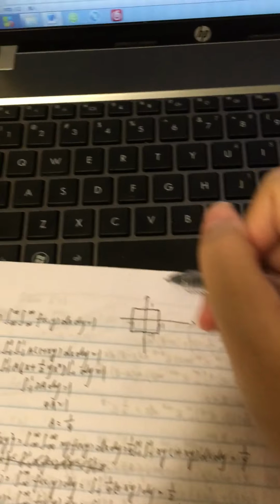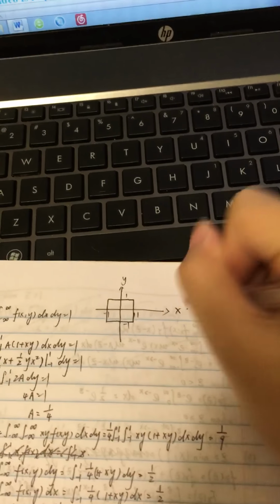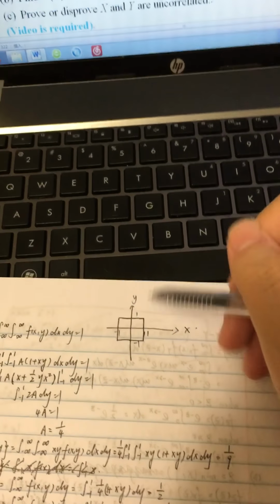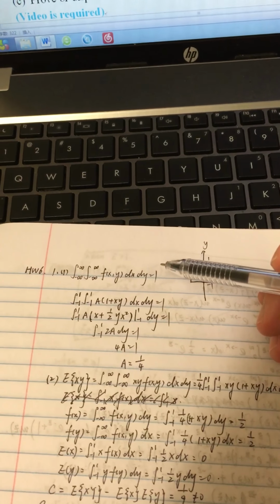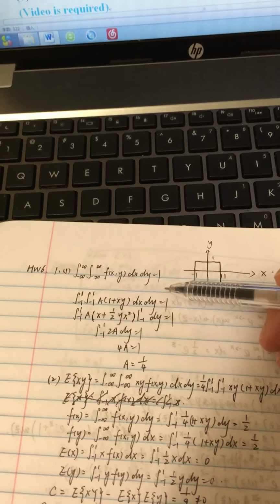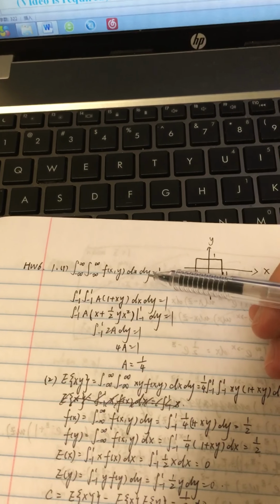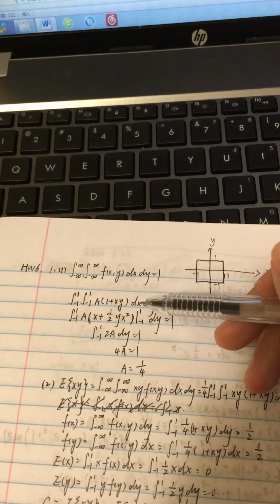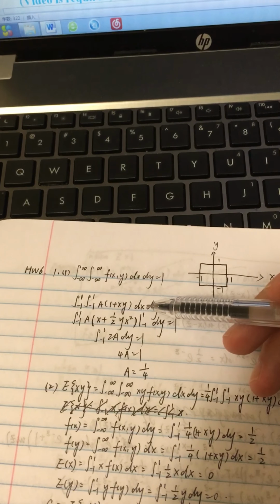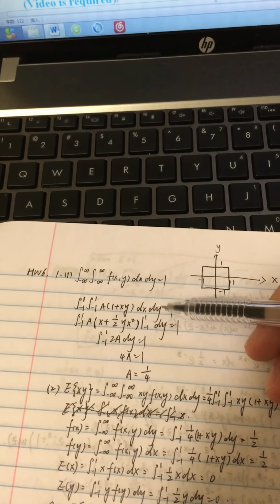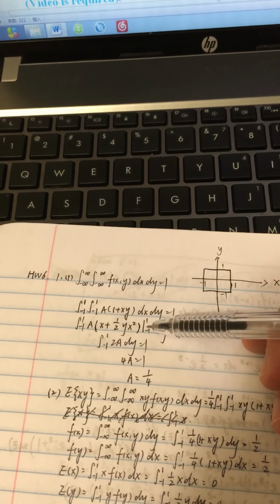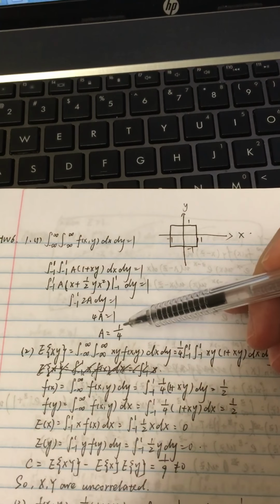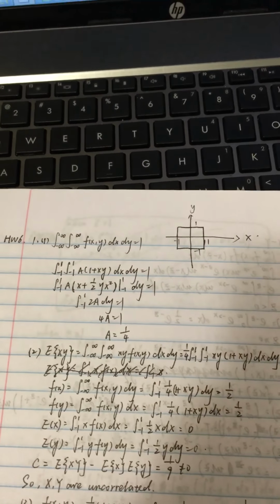So first, let's draw the diagram of y and x. It should be a square like this. Because f(x,y) is a joint density function, the integral of it should be 1. And the range of x and y, both of them, is from -1 to 1 from this diagram. So from this equation, we can get the value of a is 1 over 4.